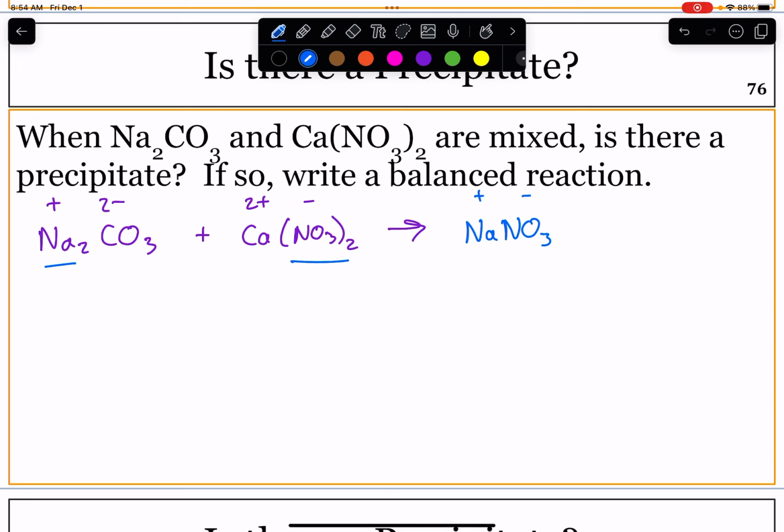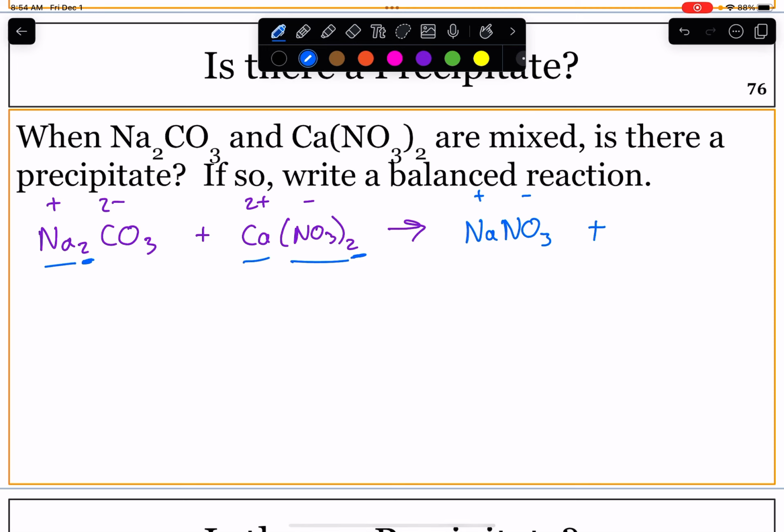We have to create neutral products on the right-hand side. So we just write this as NaNO3. I know that there was a subscript on sodium here and a subscript on the nitrate, but that will be resolved when we balance this reaction. You do not carry over subscripts unless they are part of the polyatomic ion, like the 3 here. The 3 goes with the oxygen, and those 3 oxygens always stay with the nitrate.